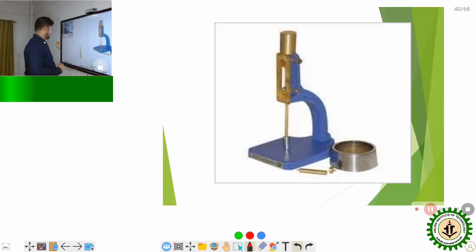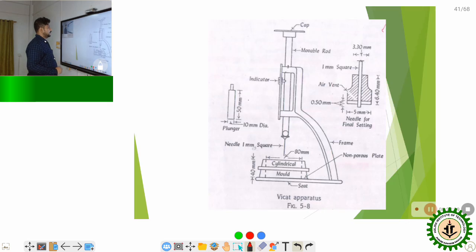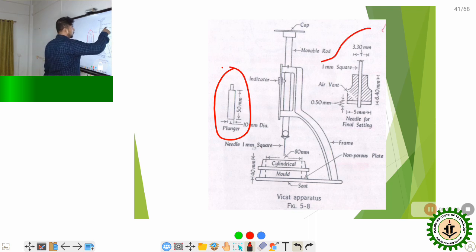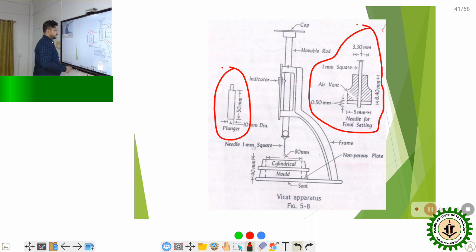This is the look of the Vicat apparatus, and let's talk about this. This is the skeleton diagram. Here is the Vicat apparatus, and this is the plunger, the 10 mm plunger. This is the needle for the final setting time, with an annular ring. And this is the 1 mm plunger. This is also a plunger.